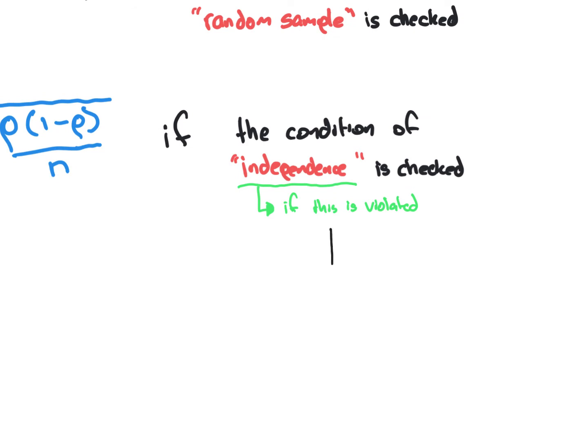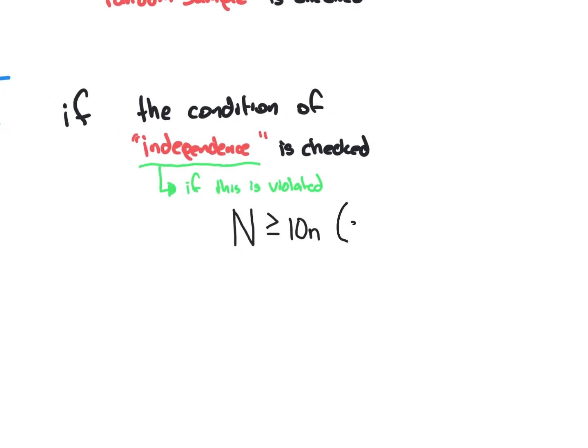If my population size, capital N, is always greater than or equal to 10 times my sample size, then we're okay. So this is also known, AKA, the 10% rule. As long as my sample does not exceed 10% of the population, this will work. So you want to write this down. This is the 10% rule.